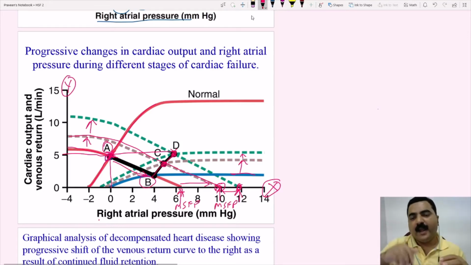You correct it and then give the diuretic. You have to give the angiotensin receptor blocker to reduce the RAS system, or the ACE inhibitor, so that there is not too much production of angiotensin 2.